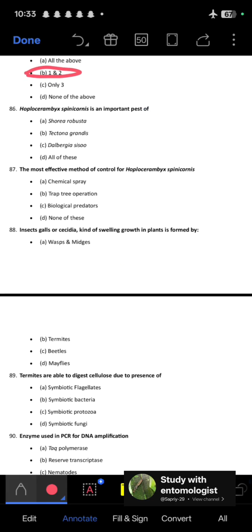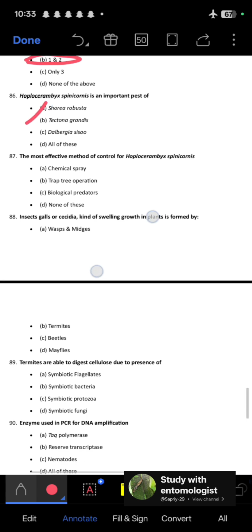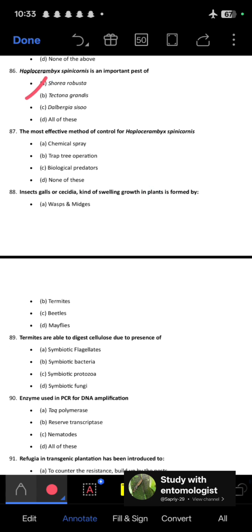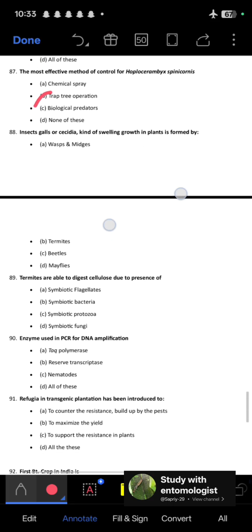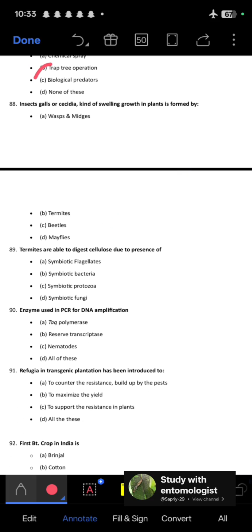Next, Hoplocerambyx spinicornis is an important pest of Shorea robusta. Next, the most effective method of control for Hoplocerambyx spinicornis is trap tree operations in the Shorea robusta tree. Next, insect galls or cecidia, kinds of swelling growth in plants, are formed by midges and wasps.